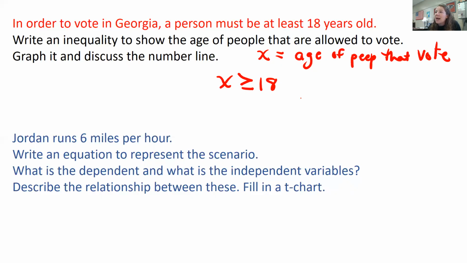Now, if I graph that, here's 0, here are my negative numbers down here. Here's my 18. So here would be about what, 10, I don't know, 9, and this would be about what, 27, something like that. Didn't have to be exact, but I'm going to fill in my circle because you can be 18 or you can be any age to the right of 18, okay?